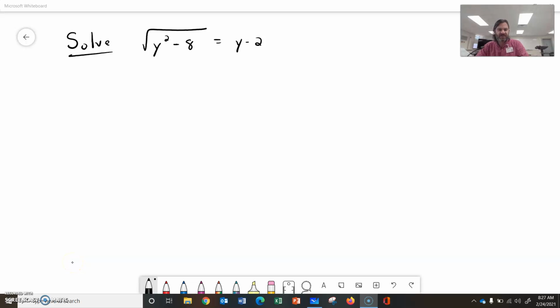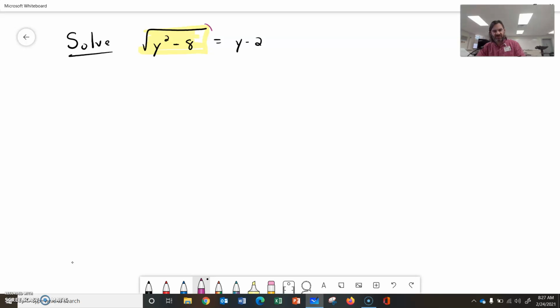We're going to solve a radical or root equation here, and the equation we have is the square root of y squared minus 8 equals y minus 2. So we always want to start with the root by itself, on a side by itself, which we already have. The square root of y squared minus 8 is already by itself.